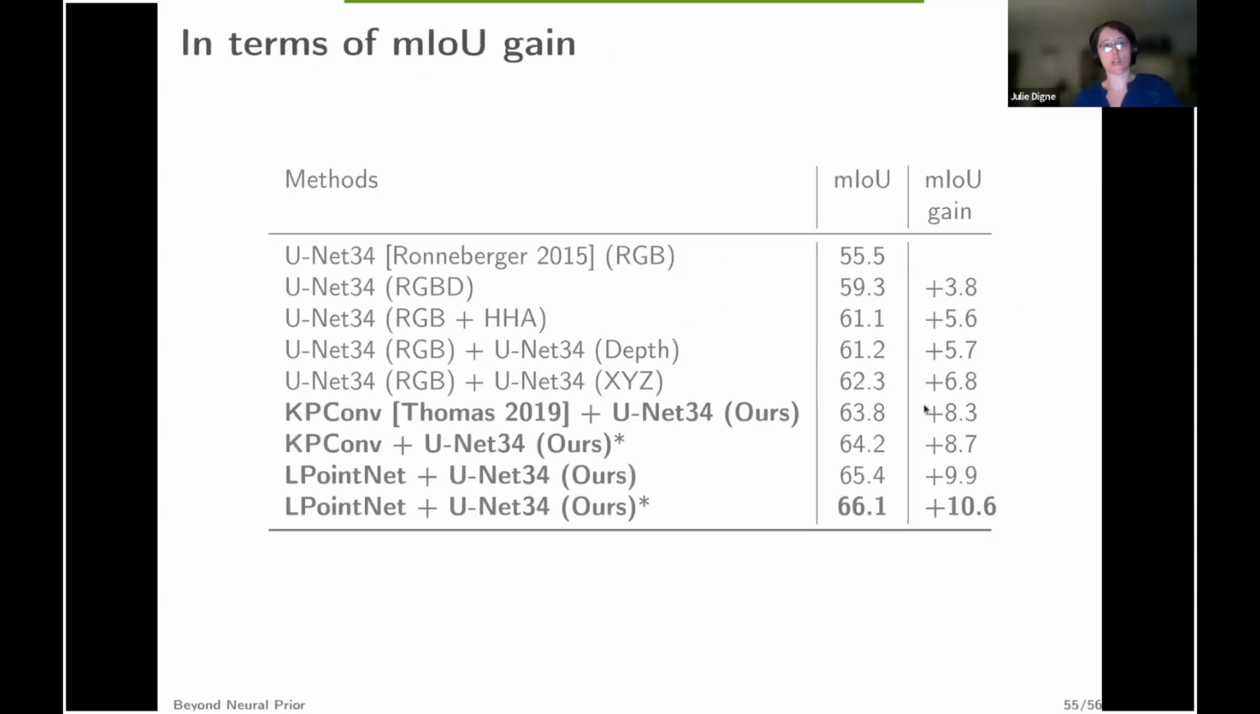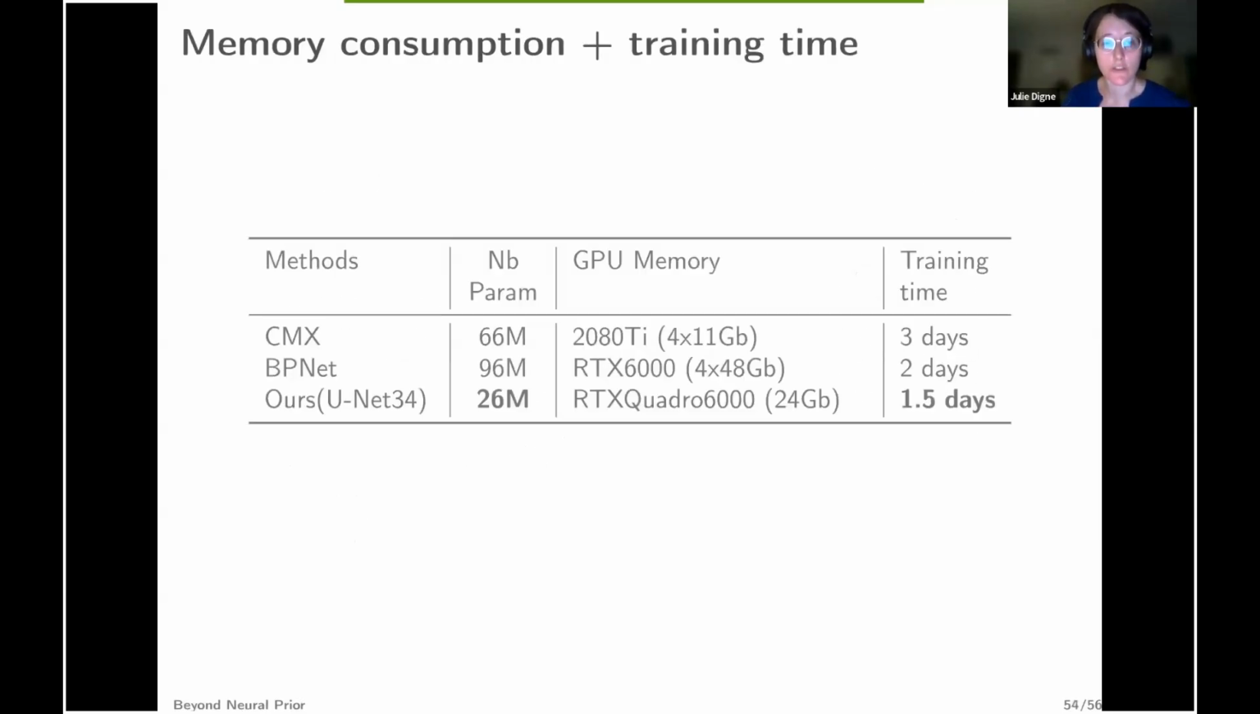And it's also generic insofar as you can combine different versions of the 3D networks. For example, here we tested on the 3D networks, and you can see that it allows a huge average intersection over union gain in all these settings. If you take UNet just under RGB, you get 55.5 mIoU. And if you add the LNet, you have a gain of 10.6 in mIoU for a cost in number of parameters which is actually quite low. PointNet is actually very, very light for a network.